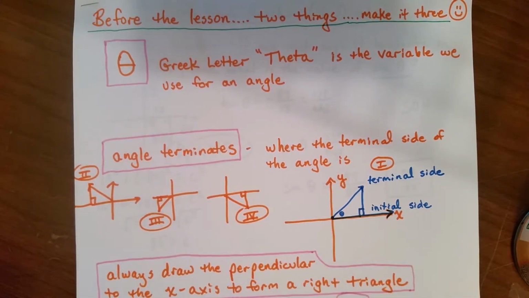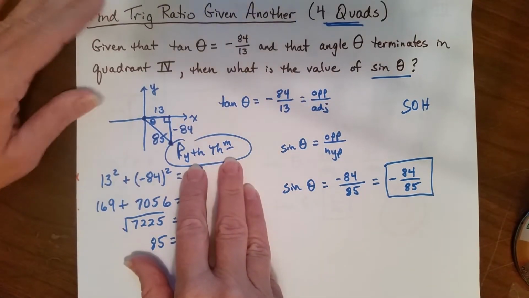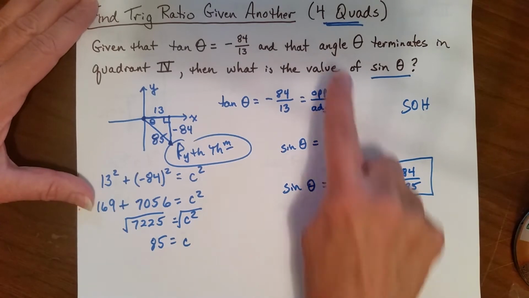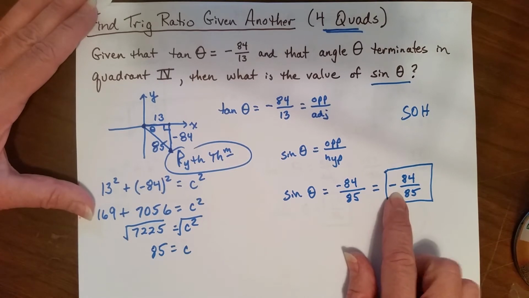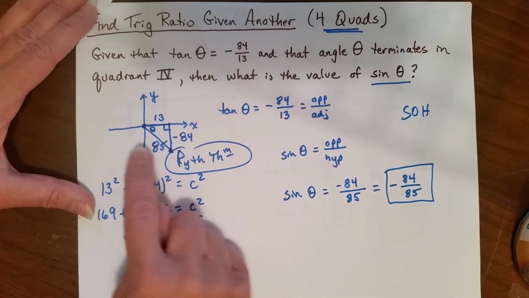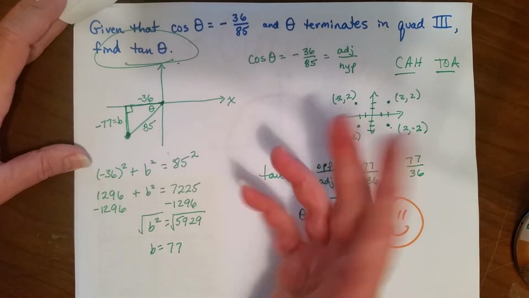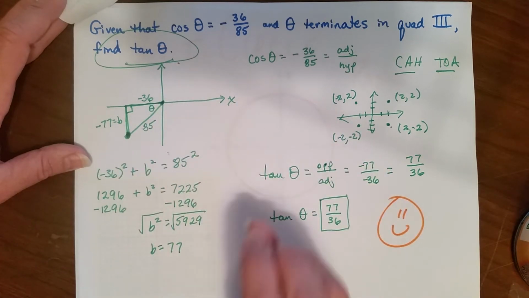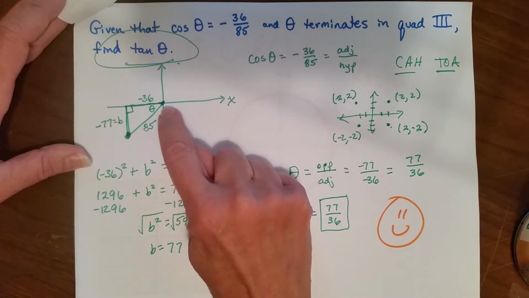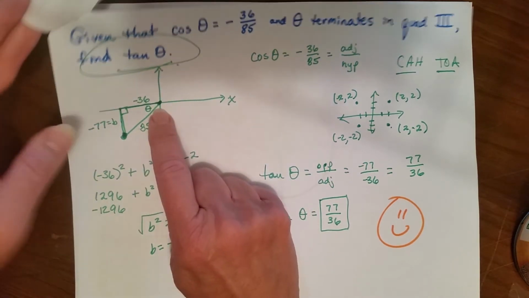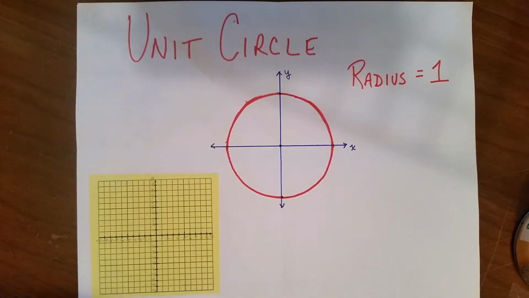All right, last Friday you found trig ratios given another trig ratio, and we looked at all four quadrants, so we had to be very careful with the sign, positive or negative. Our hypotenuse was anything; here it was 85, coincidentally. Today we're going to do something very similar. We're going to use the Pythagorean theorem, but for all of today's problems the hypotenuse is going to be 1.